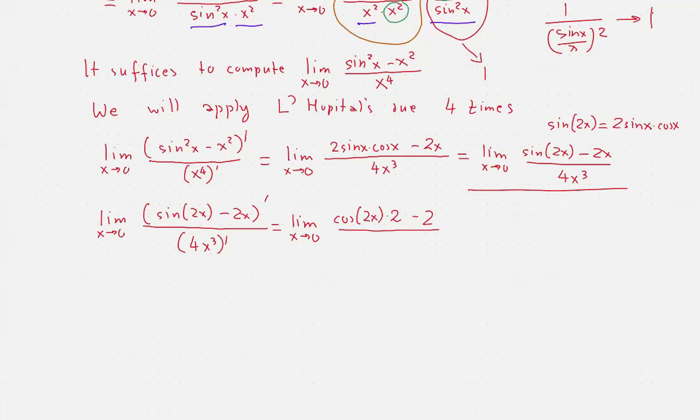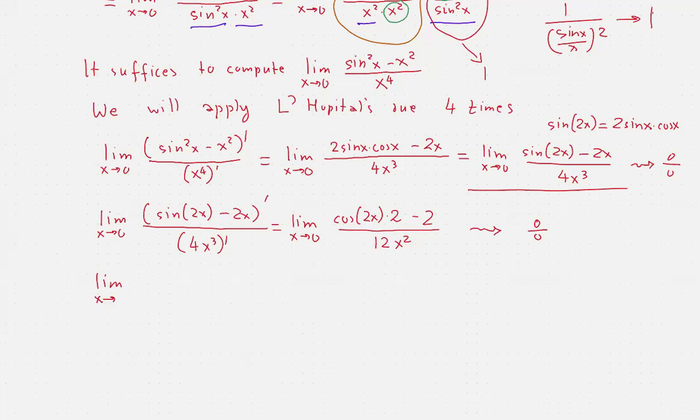And now, what do we have? Plug in 0 again. What do you get? You get cosine of 0 is 1. So 2 times 1 minus 2, that's 0 on the top and 0 on the bottom. So again, this is an indeterminacy of the form 0 over 0. So we're going to apply L'Hopital's rule a third time.